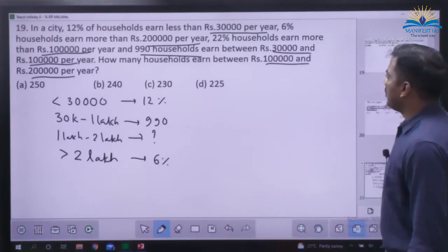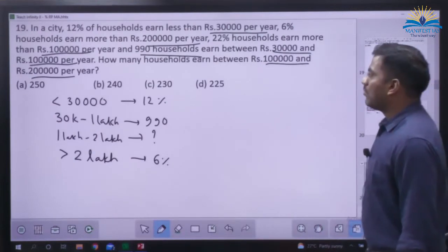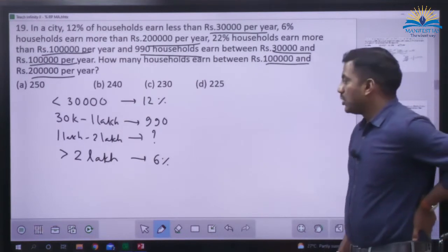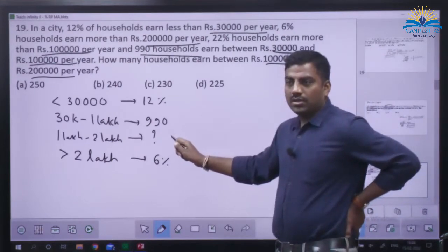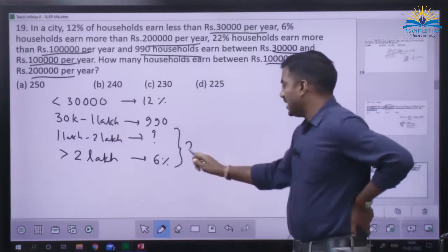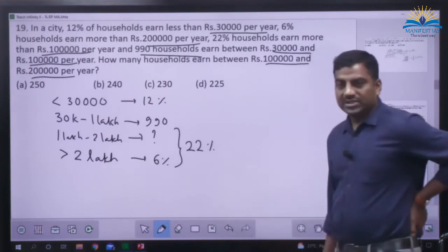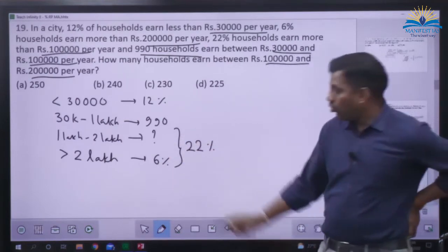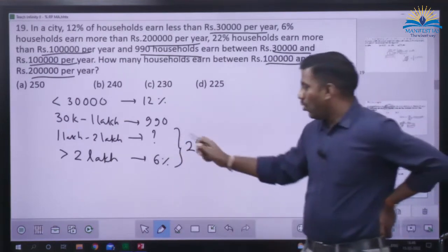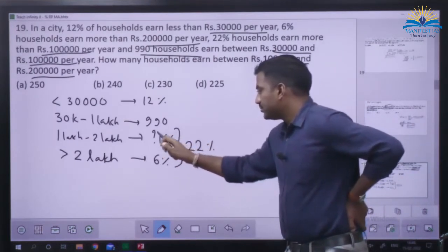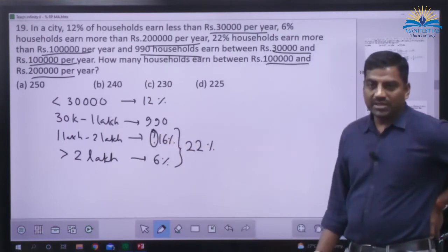Then one more data they have given, 22% households earn more than 1 lakh per year. What does that mean? Earn more than 1 lakh. Where should I put them? Here? It is not just restricted to 2 lakhs, right? This together is 22%. Yes or no? More than 1 lakh, it can go anywhere, right? More than 2 lakh, 6%. More than 1 lakh, 22%. Then 16% will come here. Yes or no?